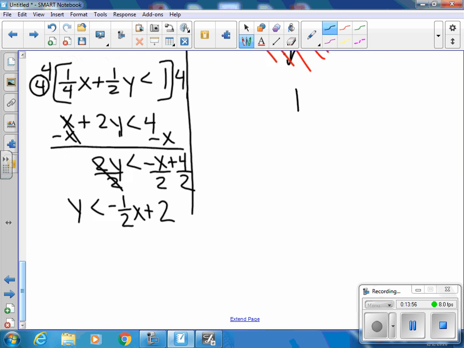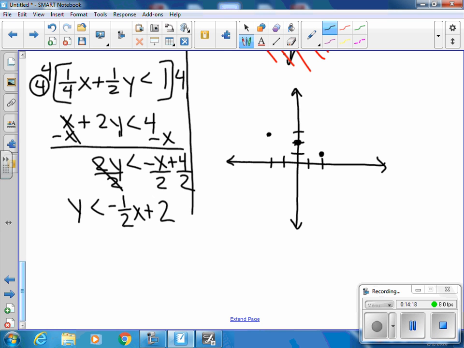So you set yourself up your coordinate plane. And we put our b value at positive 2, which is right here. And then we have to go down 1 and right 2. Or you can go up 1 and left 2. I'm going to do both. So down 1, right 2 puts me here. Up 1 and left 2 puts me here.